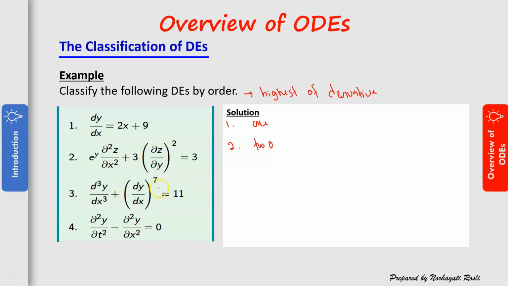And for this case, the highest derivative in this equation is 3. This one is 1, this one is third order. Although this one has power 7, remember, order is not affected by the power. So for this one, the order of this equation is order 3 or third order. For number 4, the order of this equation is second order or order 2.